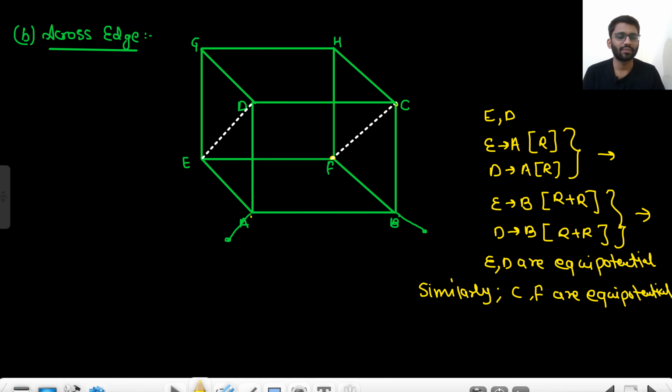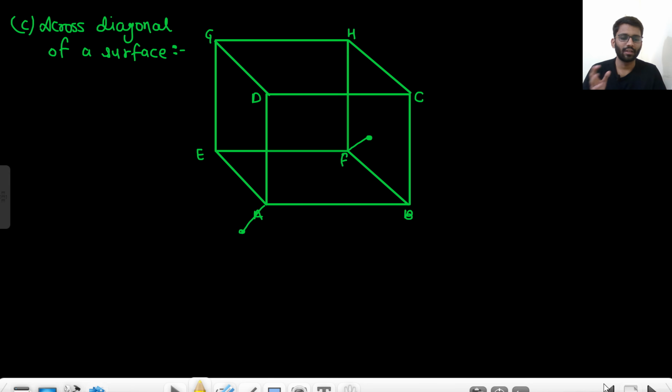The next problem I will solve with both of the concepts, with the concept of symmetry as well as with the concept of equipotential. So let's first solve with the concept of equipotential. So what do you think? What all points will be equipotential to each other?